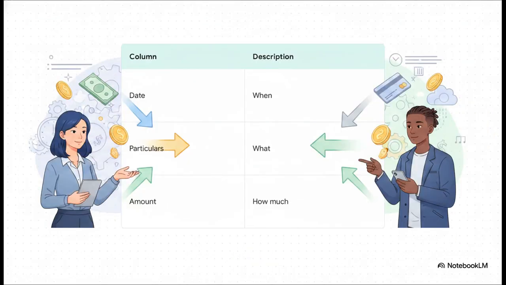And to keep things perfectly symmetrical, both that debit side and that credit side use the exact same three columns. Whether cash is coming or going, you just log the date, the particulars, which really just means what the transaction actually was, like sold goods or bought transport, and finally, the amount. Simple, clean, and highly organized.